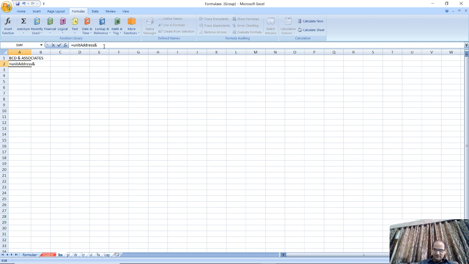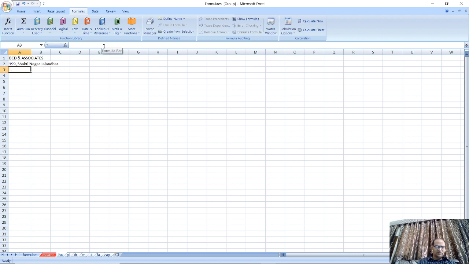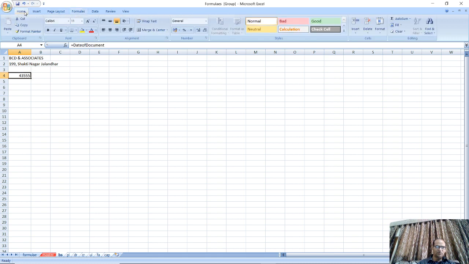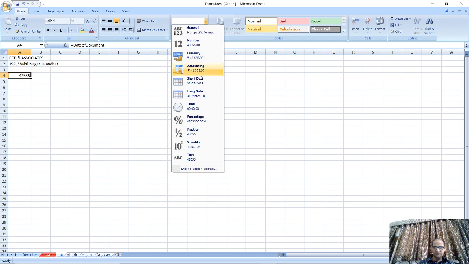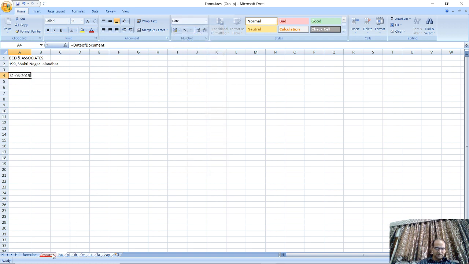and press ampersand, double quotes, space, double quotes, again ampersand, and unit station. We are just concatenating the two formulas, unit address and unit station. Okay, third, we have to write the name of the document, which is balance sheet or profit and loss or data. Leave it. In the fourth cell, we have to write the date of the document. It is showing its numerical value. Just go to the home tab and select the short date therefrom, and see the benefit of doing this.